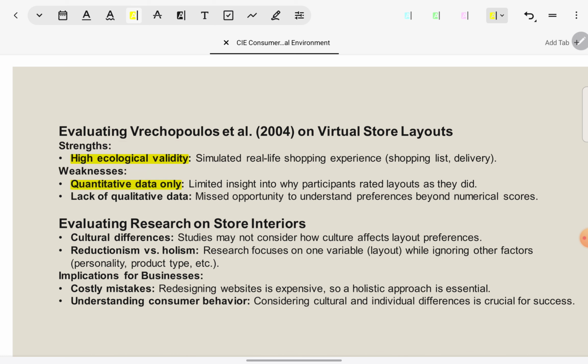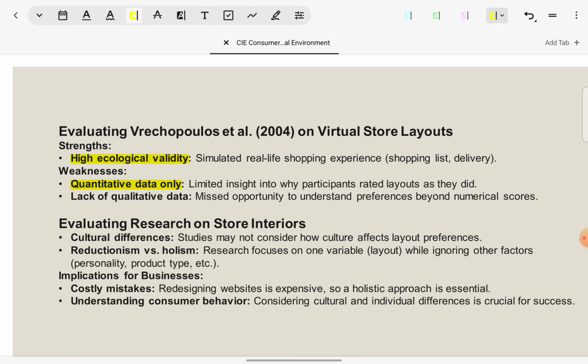But there are weaknesses. One, there was only quantitative data. So ratings wise, we know participants liked freeform layout the best. But we don't know the reasoning behind it. We don't get any insights. What was so special about certain layout that made it easier to use or more entertaining than another? That is not very clear.